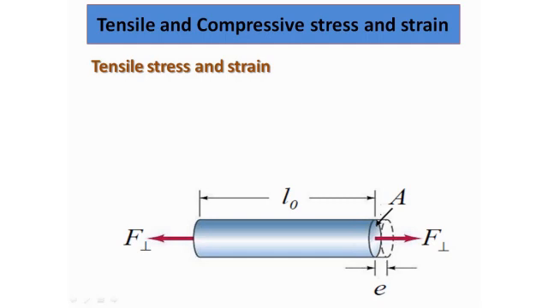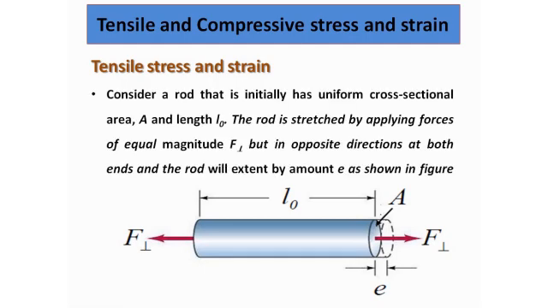L naught is the initial length of the rod, but after application of the force the rod will be extended, and suppose its new length becomes this, it has extended to this portion. This new length is denoted with small e. So let us consider a rod that initially has a uniform cross-sectional area A. Initial length is L naught.